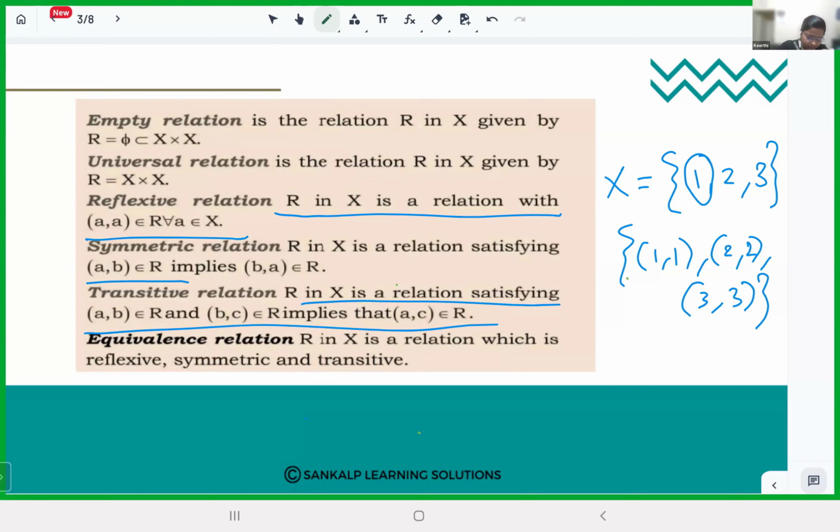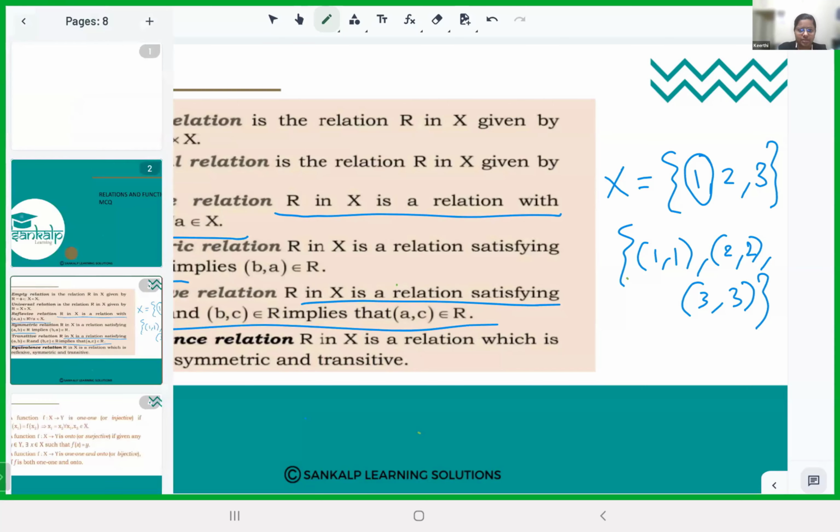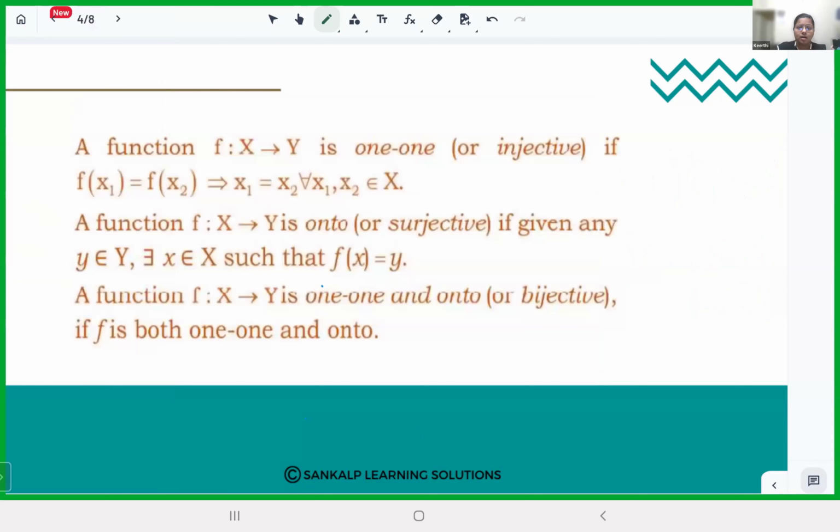So these are the topics that we discussed about relations in this chapter. Now we are going to the functions. So what do you mean by a 1-1 function? A function f from X to Y is known as a 1-1 function, or an injective function, if it satisfies the condition f(x1) equals f(x2) implies x1 equals x2. That is, 1-1 means each element in the first set should have a unique image. Such functions are known as 1-1 functions.